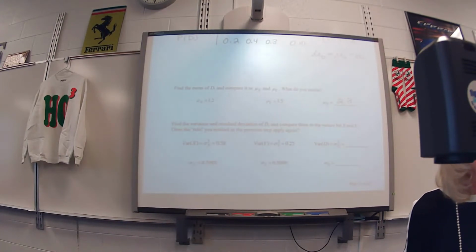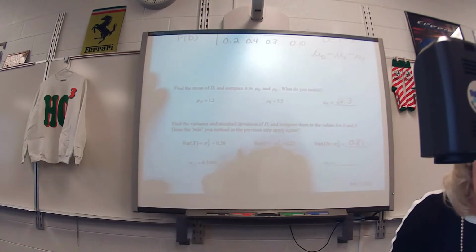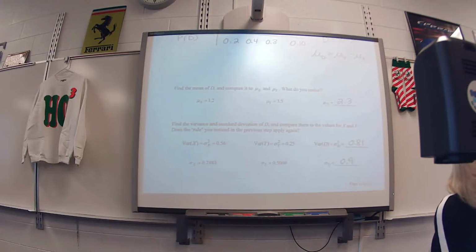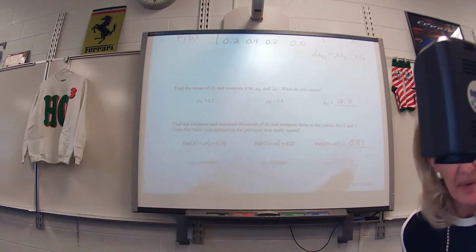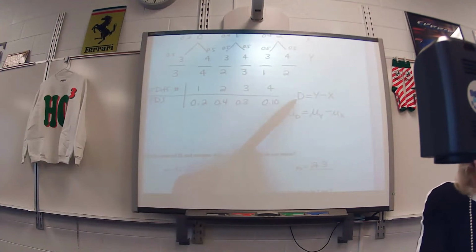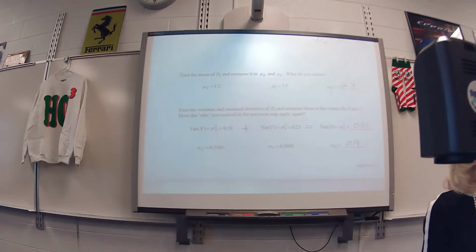What'd you get for variance? You got the same thing, didn't you? So it does work. Oh, wait a second. If it's the same thing, how does a 56 and a 25 combine to make an 81? You add them. You still add them. Even though we created D through subtraction, you still add the variances.